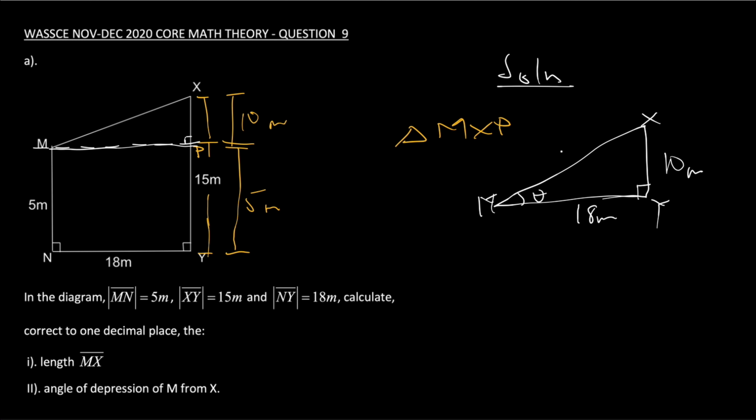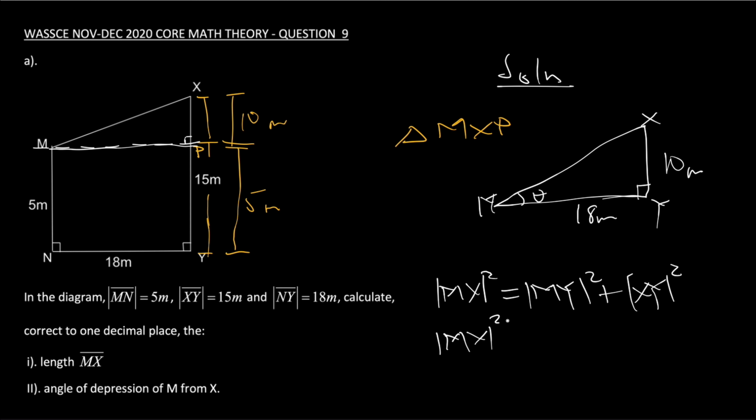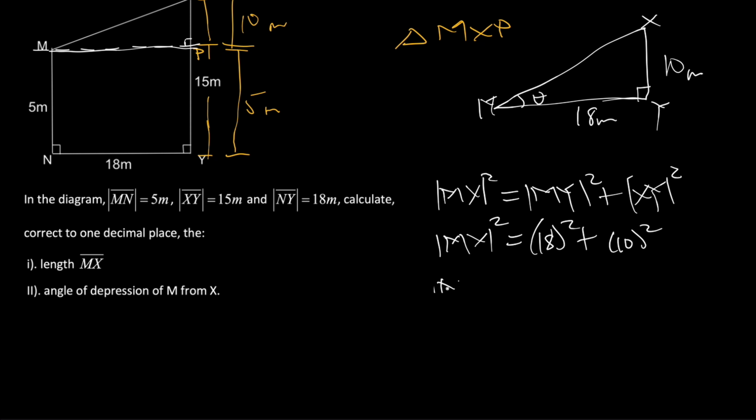So from this triangle, you can see we have a right angle triangle. And we can say that MX squared is equal to MY squared plus XY squared. So then our MX squared will be equal to MY is 18, so 18 squared plus XY is 10, so 10 squared. So our MX squared would be equal to 424.